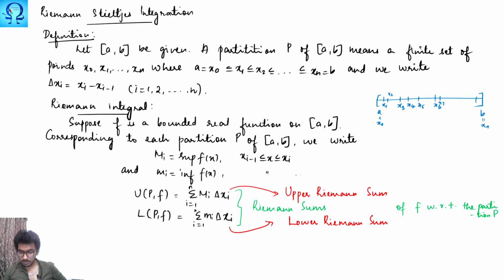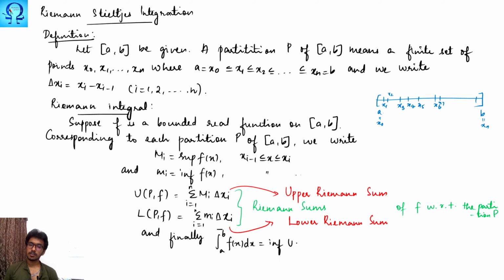Okay, and with this we define the upper Riemann integral and lower Riemann integral. That is, we represent the integral from a to b with an upper bar, of f(x) dx, to be the infimum of U(P, f), and the integral with a lower bar from a to b of f(x) dx is the supremum of L(P, f).